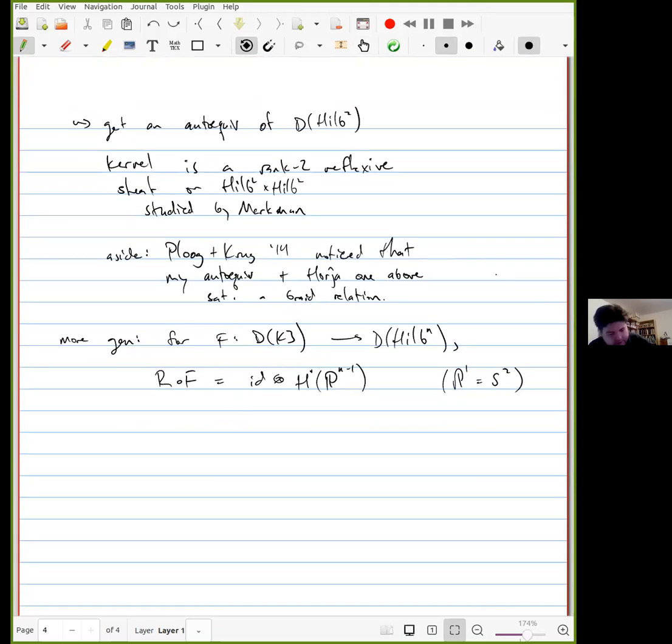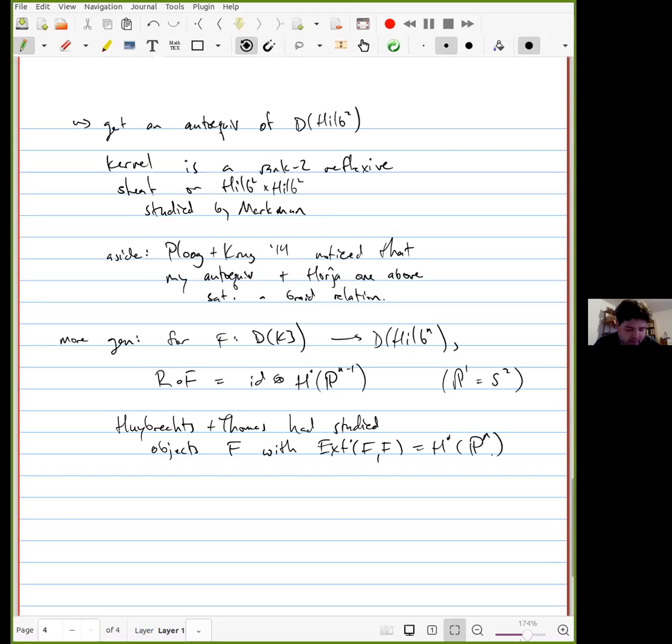And I could have said earlier, but somehow I'm only saying it now. Huybrechts and Thomas had studied objects F whose Ext algebra is the cohomology of P^n. They call them P^n-objects. And they constructed autoequivalences from them that were inspired by mirror symmetry. So they're mirror to a construction of Seidel in the Fukaya category.